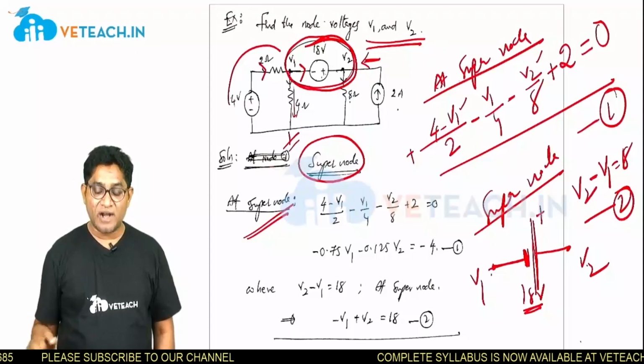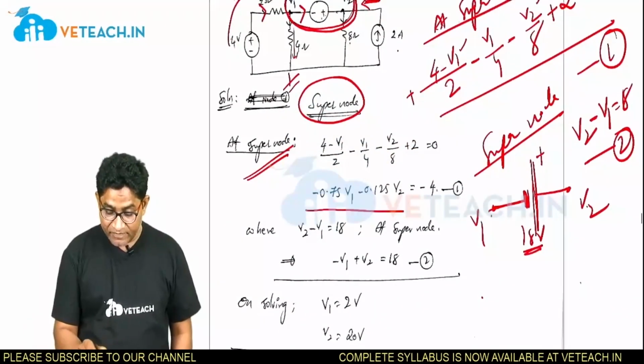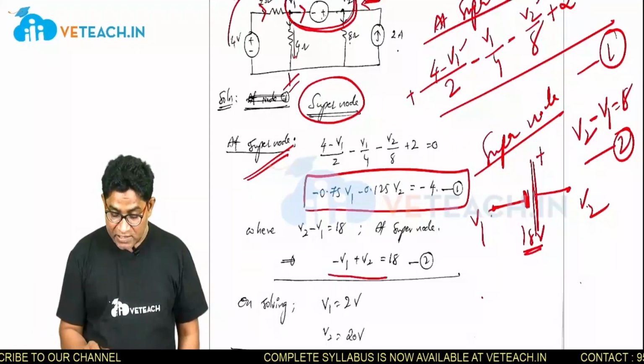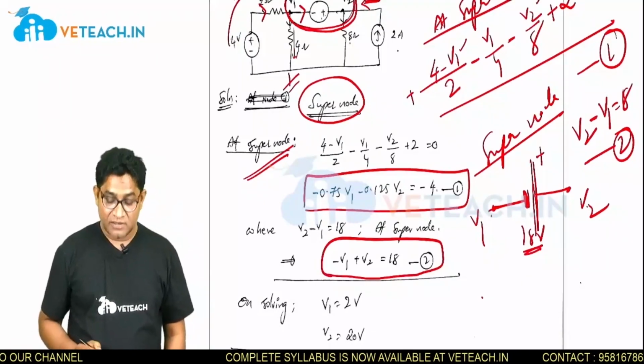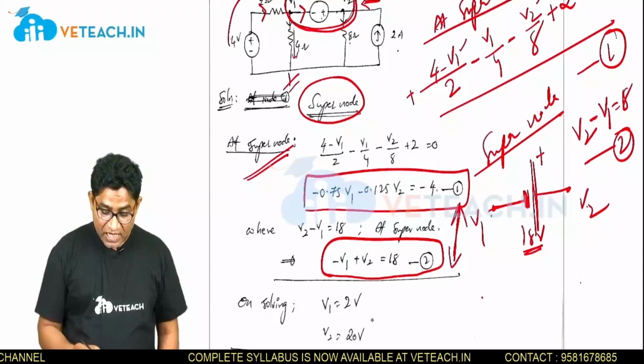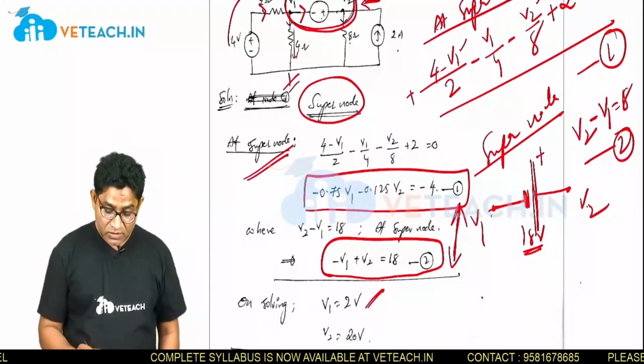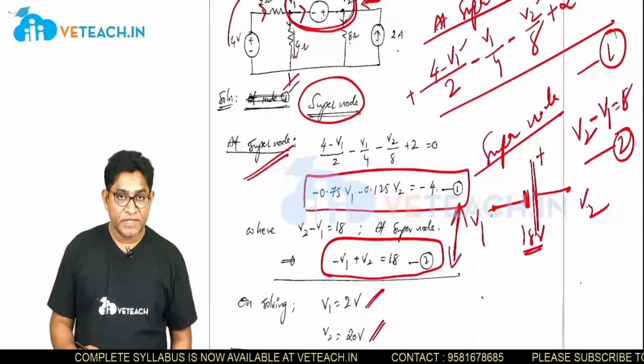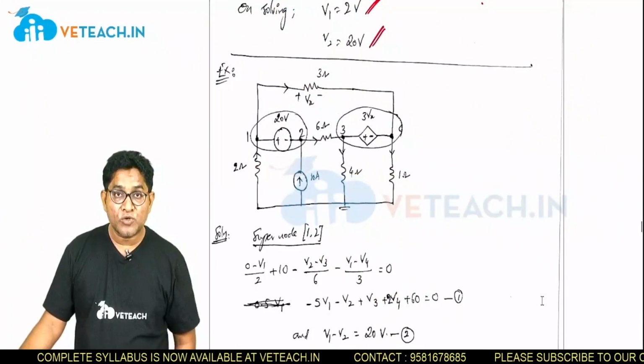So the second equation we got. The first equation is this one. The second equation, by considering the super node, is V2 minus V1 equal to 18. If you solve these two equations, I get V1 equal to 2 volts, whereas V2 is equal to 20 volts.